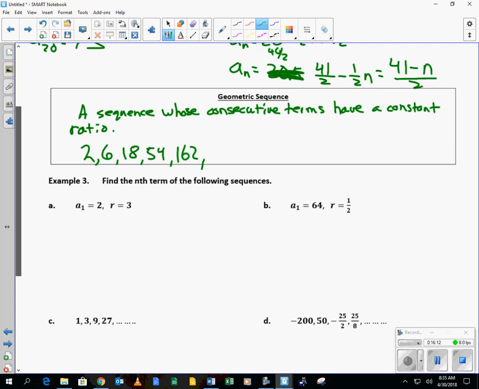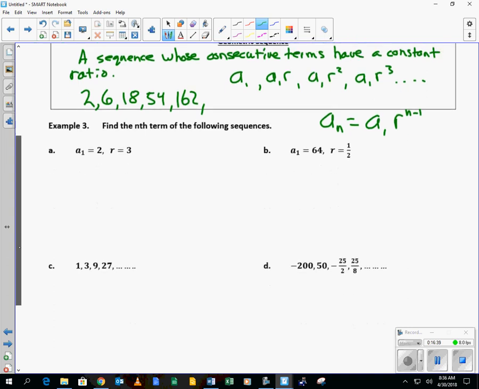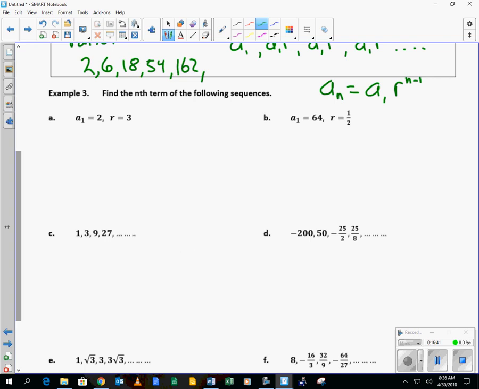It's a multiplier. And so as you produce the terms, you have the first term, then the first term times r, then the first term times r squared, the first term times r to the third, and so on. So in order to produce a rule for a geometric sequence, a sub n is equal to the first term times r to the n minus 1 power. It's really quite straightforward. a sub 1 is 2, r is 3.